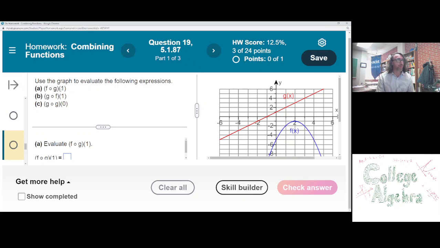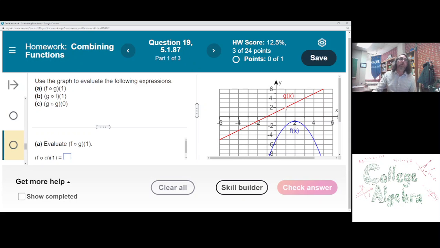So f of g of 1. We have to figure out g of 1 first, right? Now, how do you do that? You're using 1 as the input to g. On the graph, the inputs are your x coordinates. The outputs are your y coordinates. So this point right here, you see that? 1, 2, that's on the graph. That means 1 goes in, 2 comes out for the function g. 1 goes in, 2 comes out.